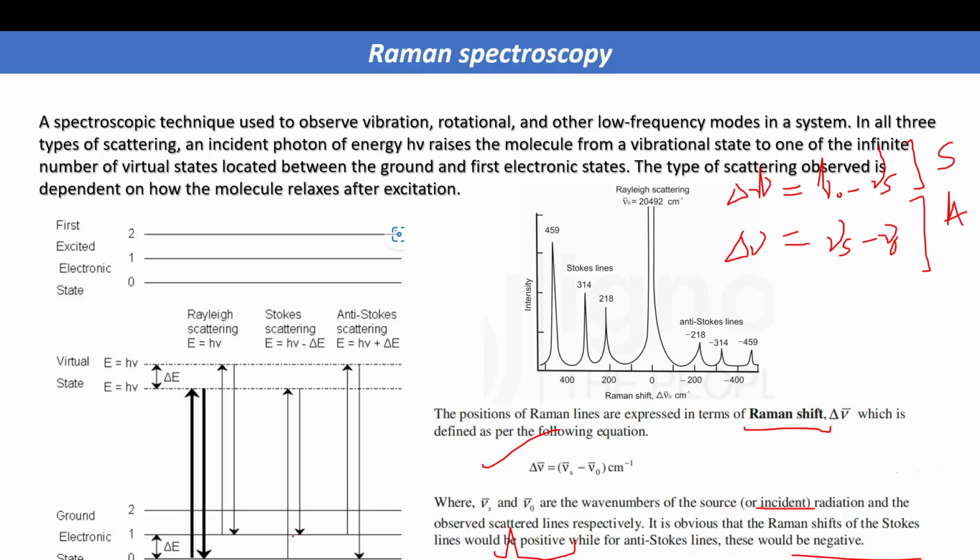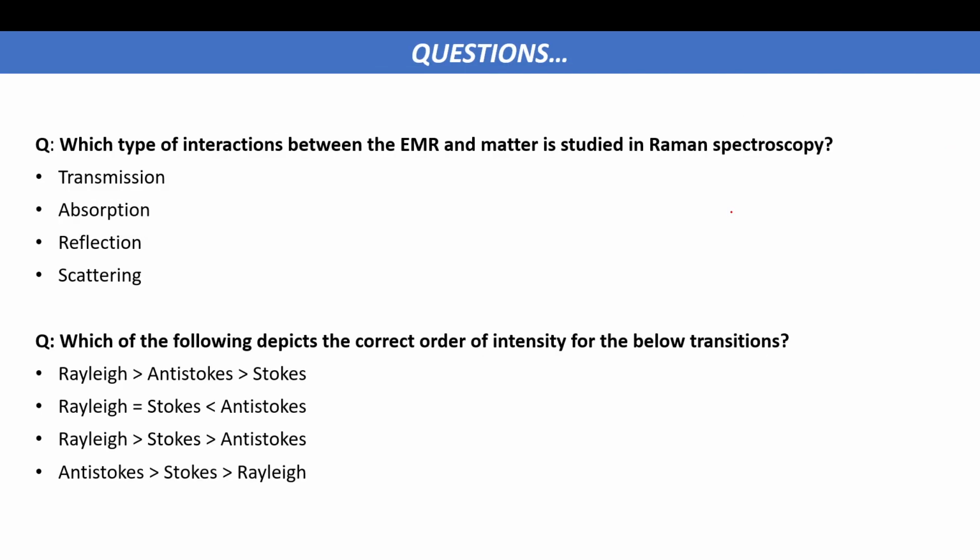Because in Stokes, on excitation it returns to a state which is low in energy, and in anti-Stokes it returns to a higher energy. Higher in energy means negative, and lower in energy means positive. Therefore, positive and negative signs are there. So just these two formulas you have to remember. Now let's solve some questions related to Raman scattering.